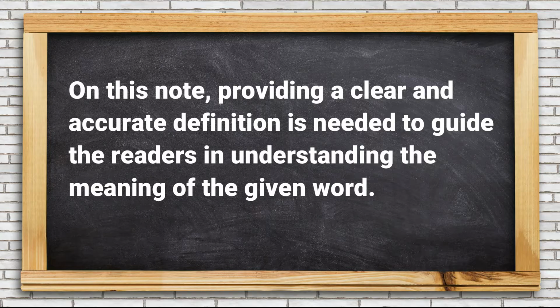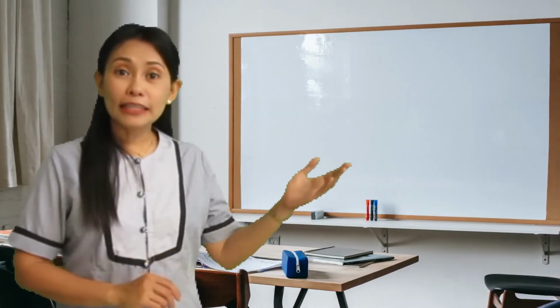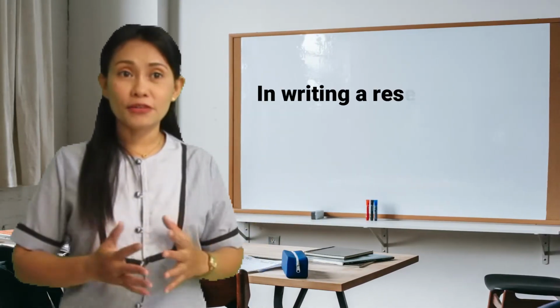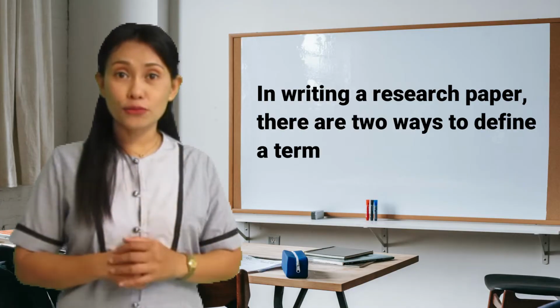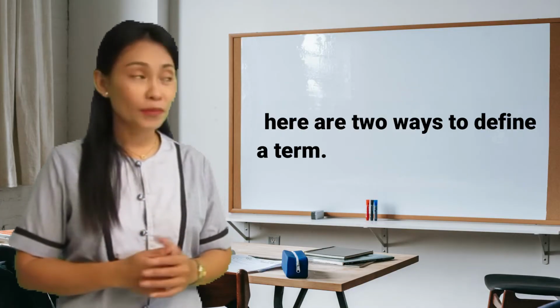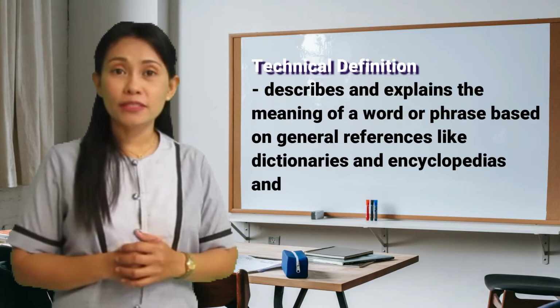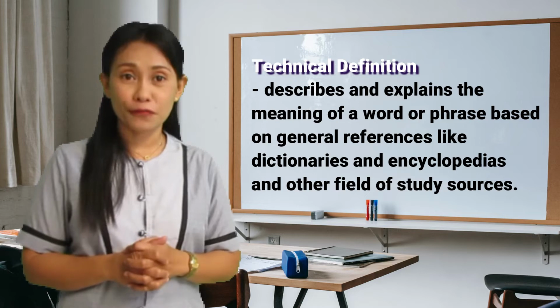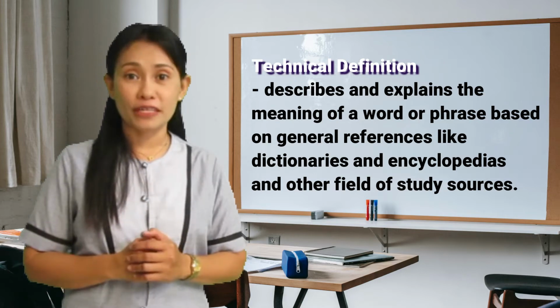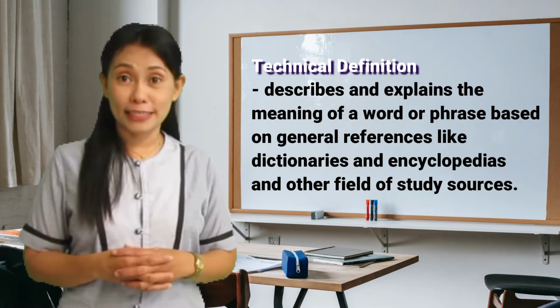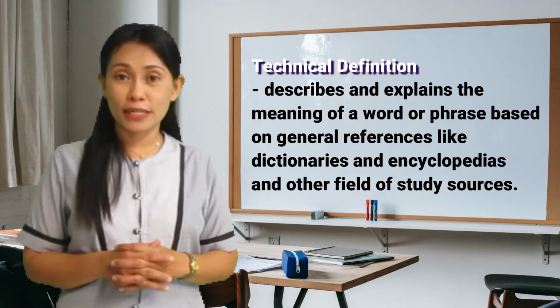On this note, providing a clear and accurate definition is needed to guide the readers in understanding the meaning of the given word. In technical writing, such as writing a research paper, there are two ways to define a term. First is through technical definition, which describes and explains the meaning of a word or phrase based on general references like dictionaries and encyclopedias and other field of study sources.